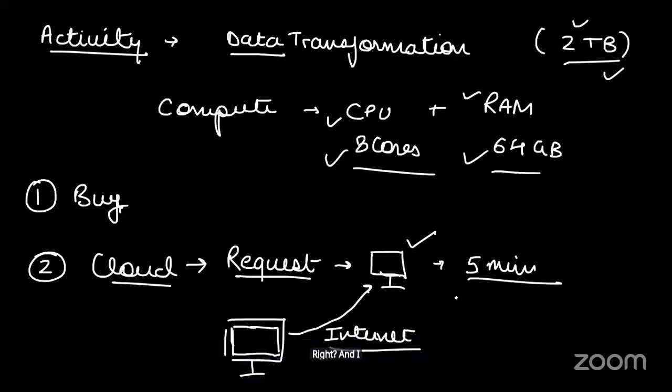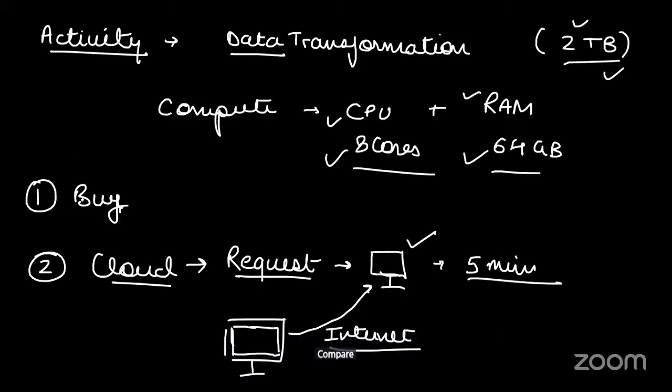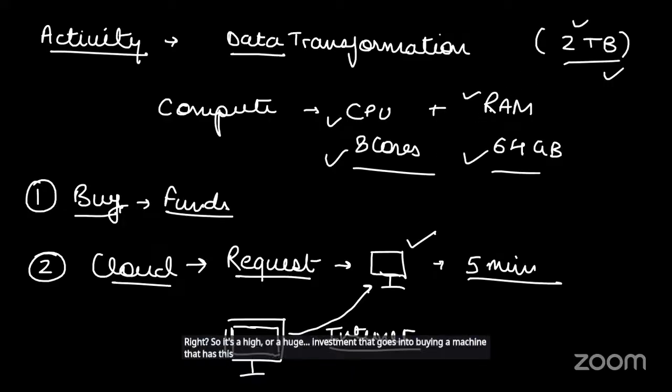And I get it within 5 minutes over the internet with zero interaction with anybody, without having to go behind anyone and requesting for something. All right. I don't have to communicate with any human in between. Compare it to the process of buying these resources. First of all, you need funds because you're going to buy the entire system, right? So it's a huge investment that goes into buying a machine that has this particular configuration. It could go in lakhs also, right?